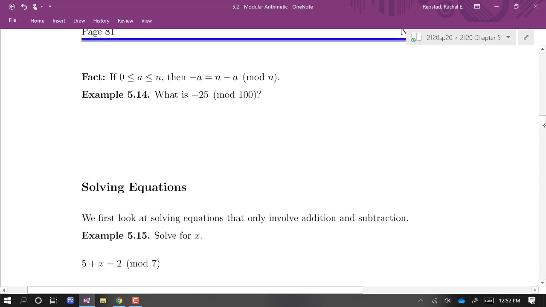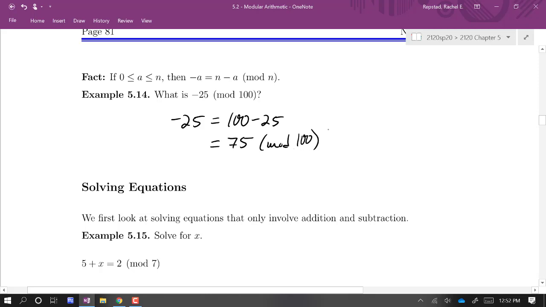You may have already noticed this pattern with Z5, but in a generic Zn, negative a, if a is between 0 and n, is just n minus a. Subtract a from the modulus itself. So if I want to know what is negative 25 mod 100, negative 25 mod 100 is 100 minus 25, which is 75.